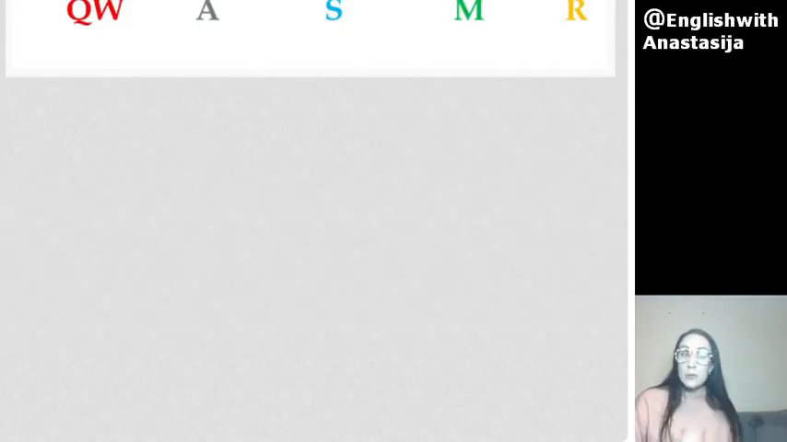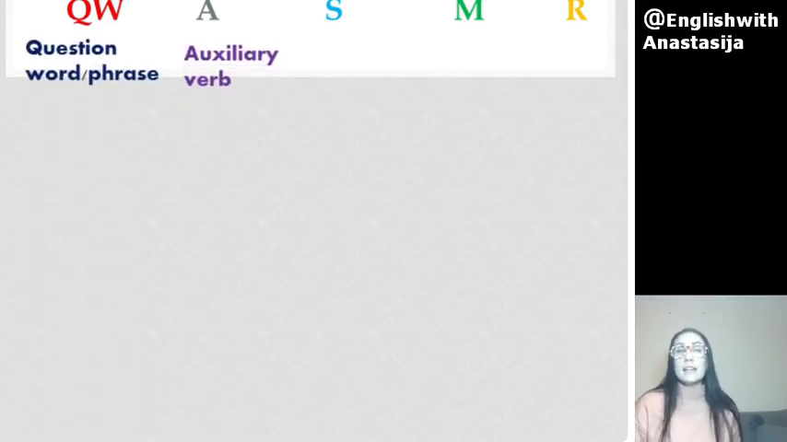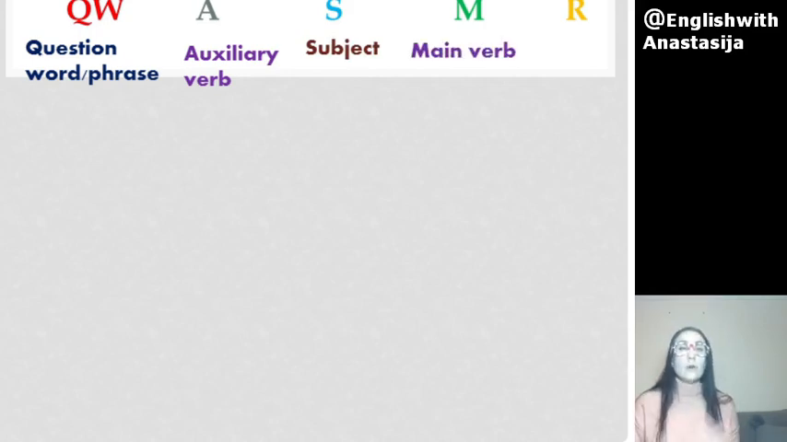So we start with a question word or phrase. Then we follow it up with the auxiliary verb. What is the auxiliary verb? Auxiliary verb is a helping verb. It helps the main verb in the question to form a question. Subject is the doer of the action. Main verb, or the principal verb. And the rest. So it could be the object or the complement, everything that comes after the main verb.